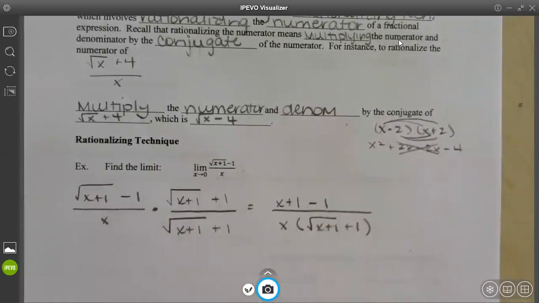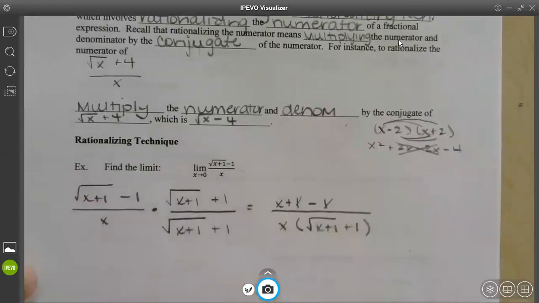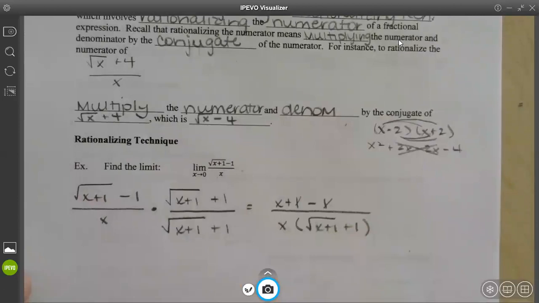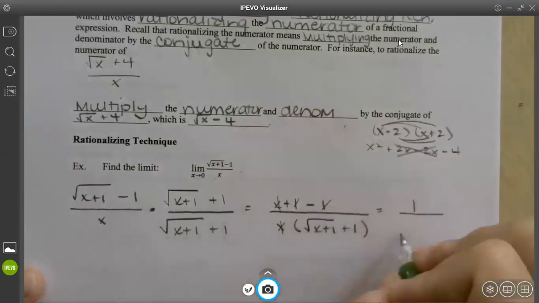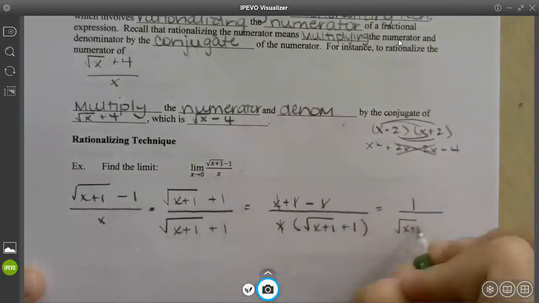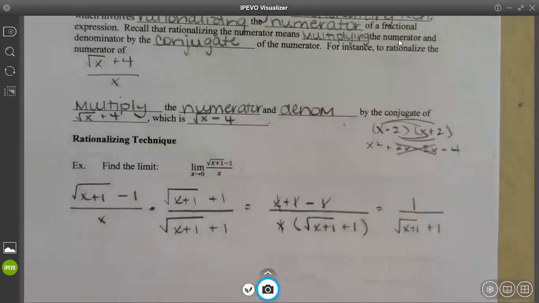You guys see that? Everybody good? So that made it a lot simpler, right? Our 1s will cancel out, 1 minus 1. What else cancels out? The x's will cancel out. We're left with 1 over the square root of x plus 1 plus 1.